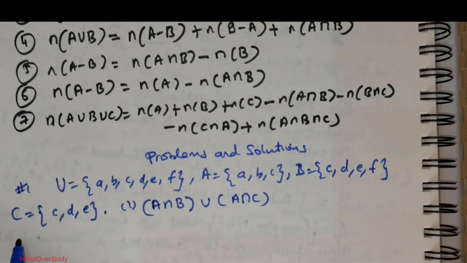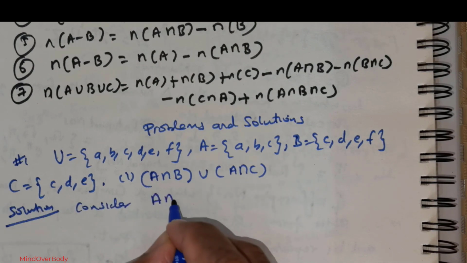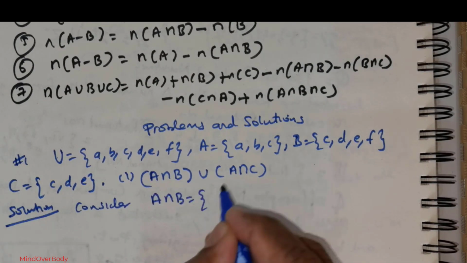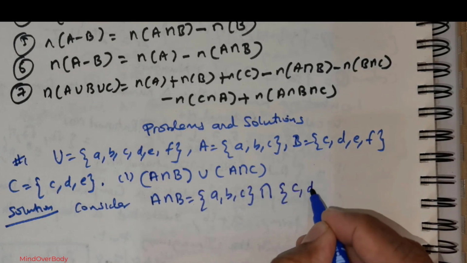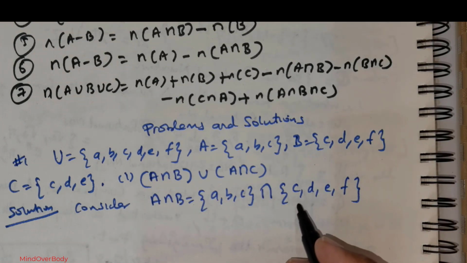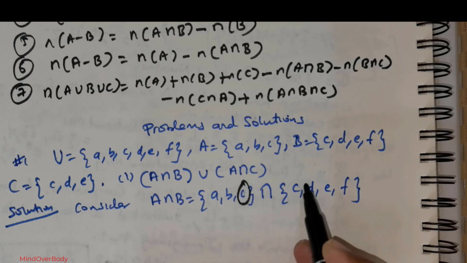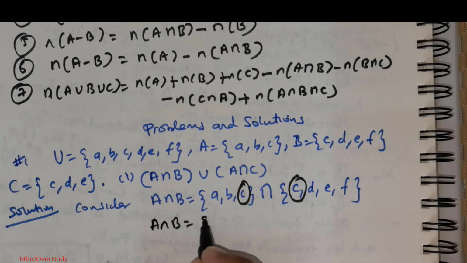Now foremost, we need to start off the solution like this. Solution, consider A intersection B. What is that? What is the set A? Set A is A, B, C, intersection of set B, which is C, D, E and F. Find out what is common between A and B. So is there anything common? I have a C here, I have a C here. That's it. So A intersection B is equal to C. You have to write it like this.